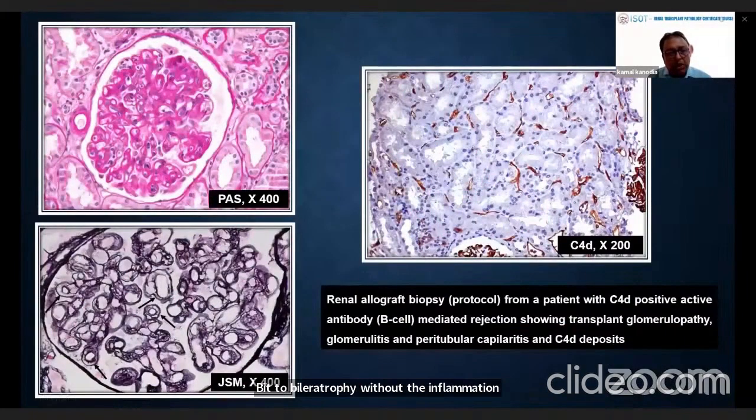And this is the picture of chronic antibody-mediated rejection. There is transplant glomerulopathy, that is TG or CG, which is almost CG3. And there is C4d deposition seen in the PTCs. So it is suggestive of transplant glomerulopathy with C4d positivity. And this is a diagnosis of chronic antibody-mediated rejection.